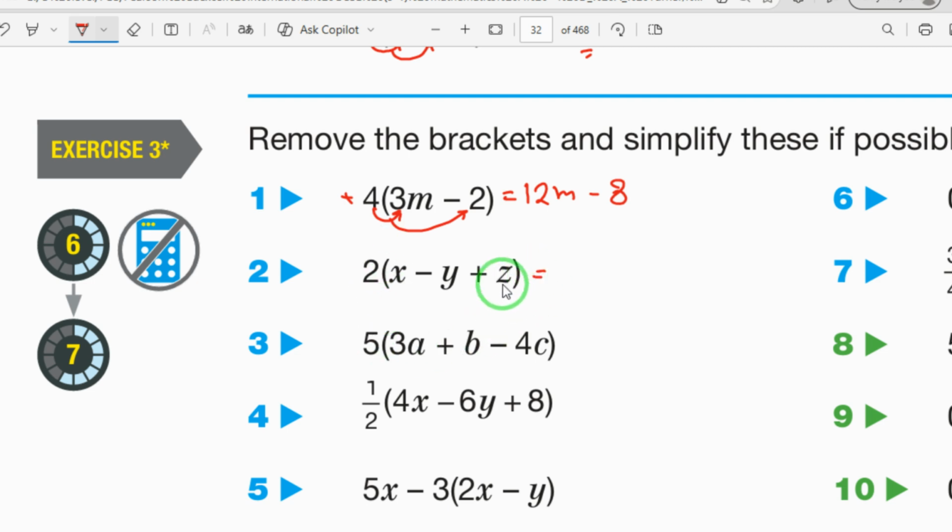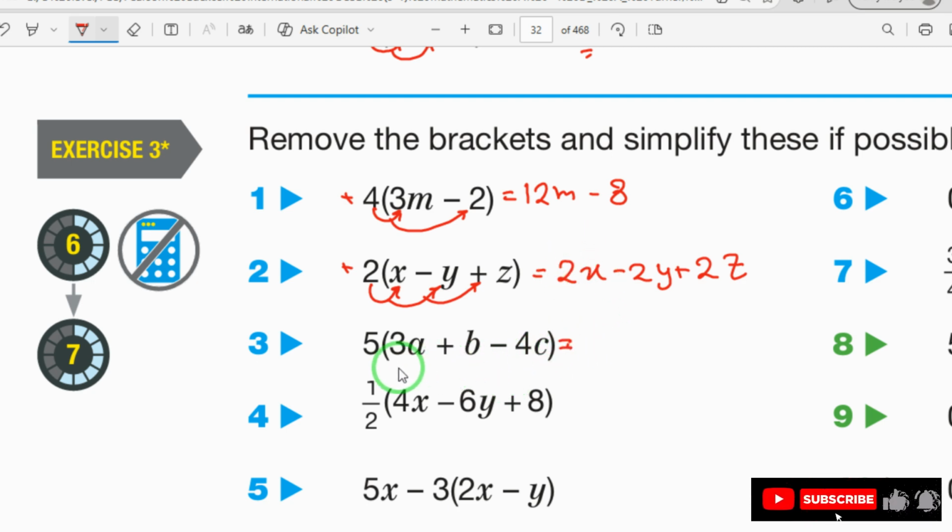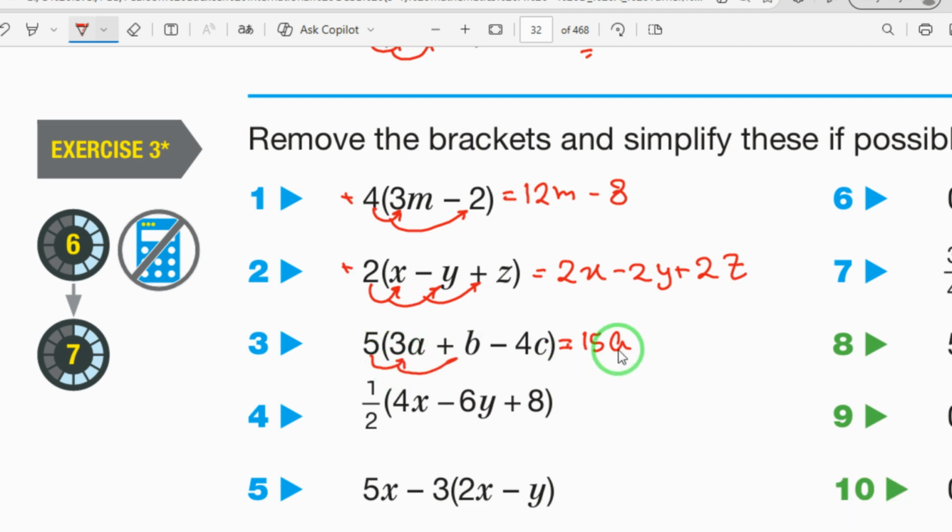Question number 2. 2 times of x, we write here 2x, minus 2 times of y is 2y, and plus, because positive multiplied by positive give us positive, we write here positive 2 times of side, we write 2 side. This is the answer of question number 2. Question number 3. 5 times of 3 is 15. We write here 15a. Then multiply by b. 5 times of b is 5b.